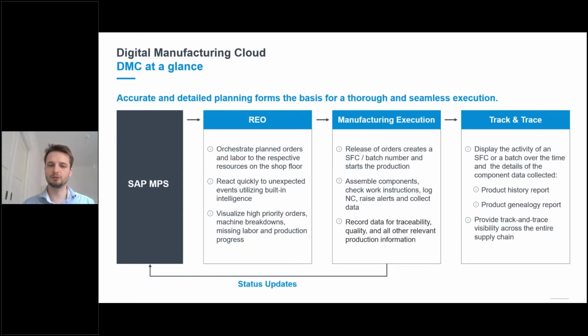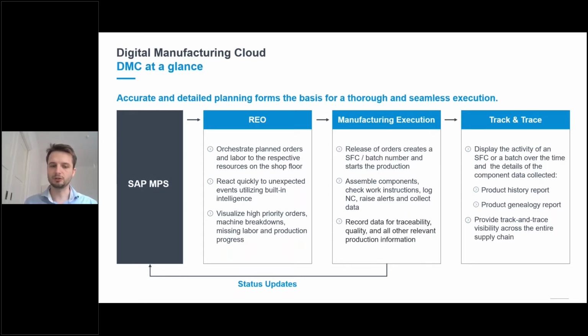Coming to the detailed functionalities of the DMC, we can see that there are basically three different parts that are interesting. So at first we have the RIO again, which I have mentioned before, where you're able to reschedule and dispatch the planned orders coming from the MPS.